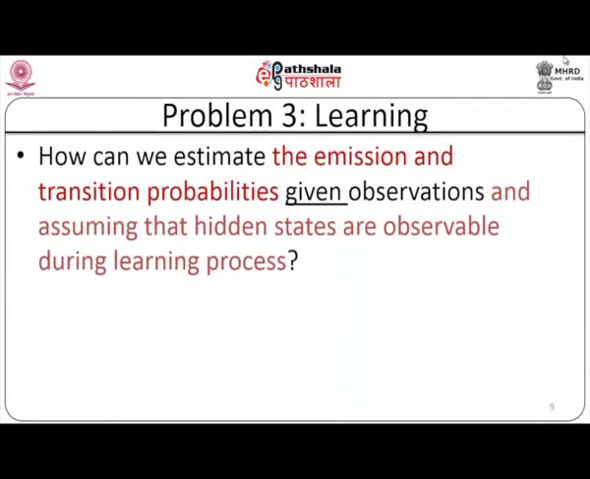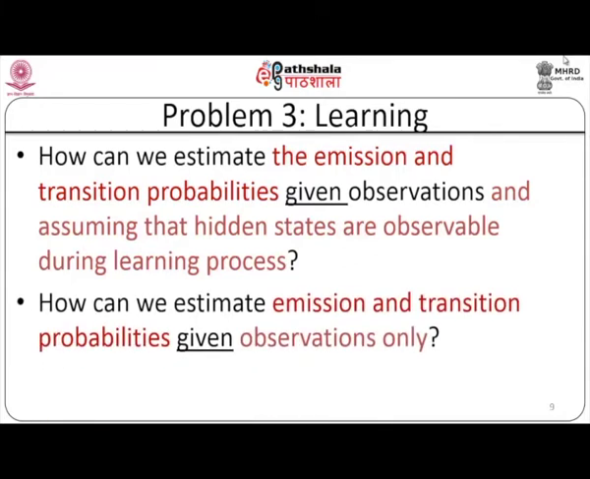So, how can we estimate the emission and transition probabilities given observations, assuming that hidden states are observable during the learning process? So, we have both the observation and the hidden states. And how can we estimate emission and transition probabilities given only the observation? So, these are the two issues.